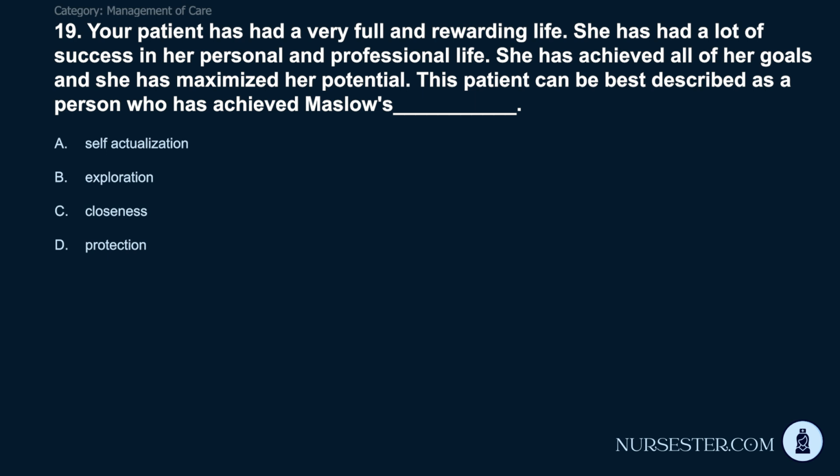19. Your patient has had a very full and rewarding life. She has had a lot of success in her personal and professional life. She has achieved all of her goals and she has maximized her potential. This patient can be best described as a person who has achieved Maslow's A. self-actualization. B. Exploration. C. Closeness. D. Protection. Correct answer, self-actualization.